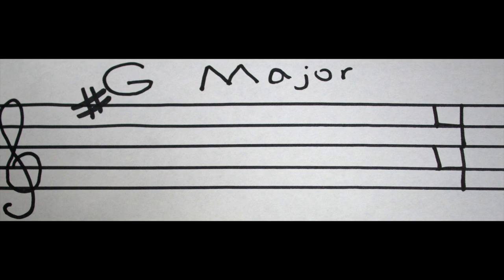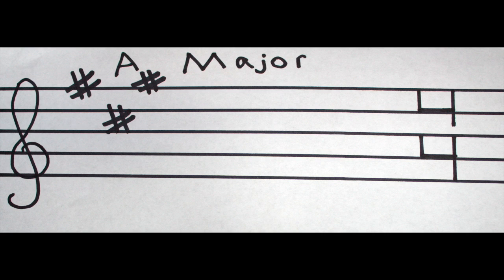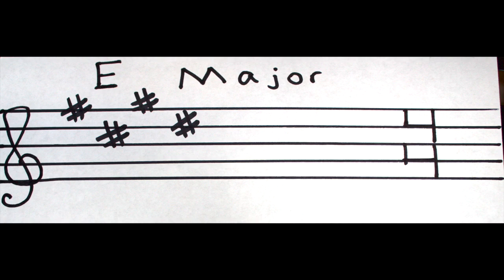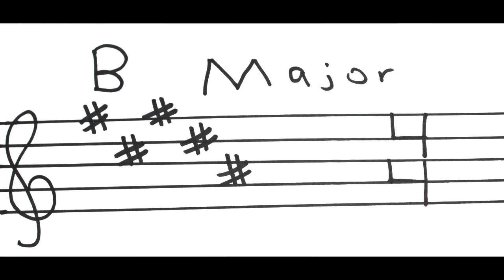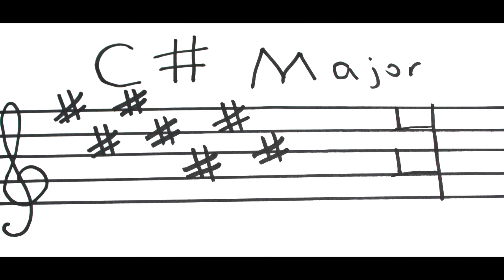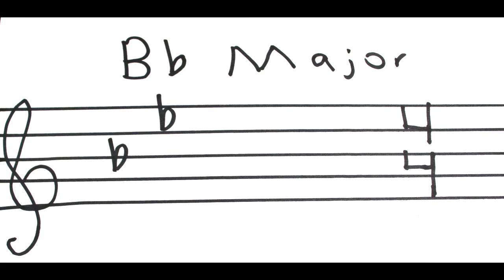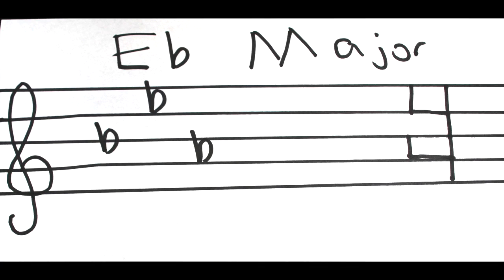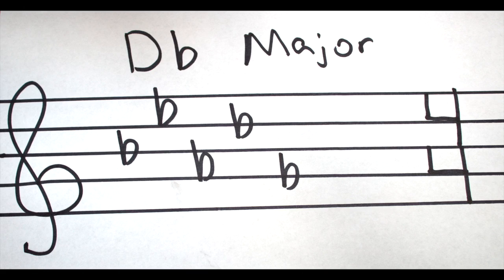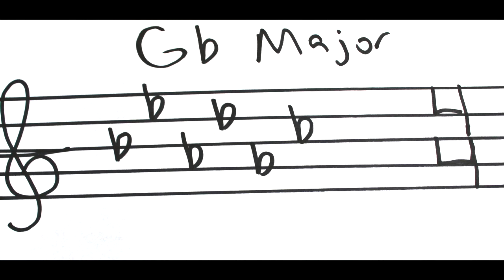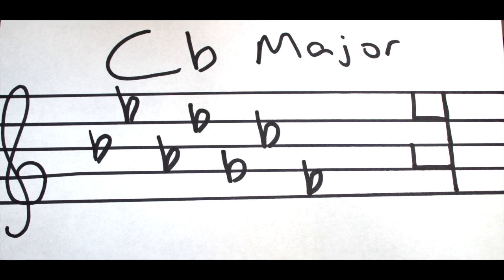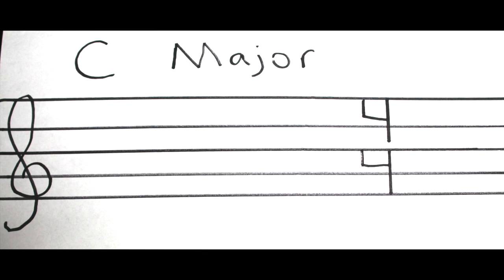The major keys that have sharps in the key signature are G major, D major, A major, E major, B major, F sharp major, and C sharp major. The major keys with flats are F major, B flat major, E flat major, A flat major, D flat major, G flat major, and C flat major. There is also a major key called C major.